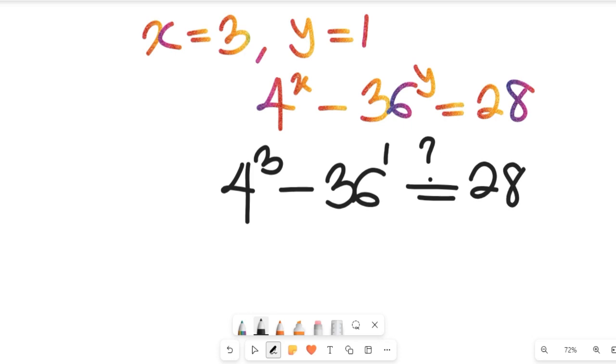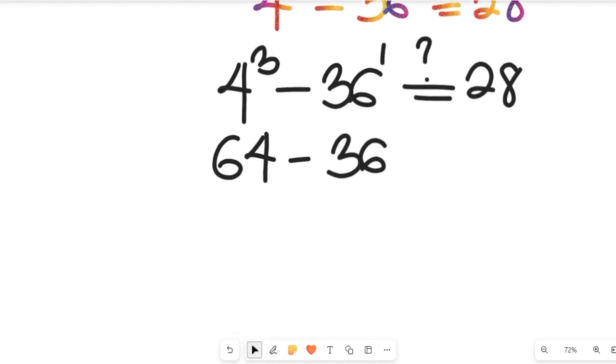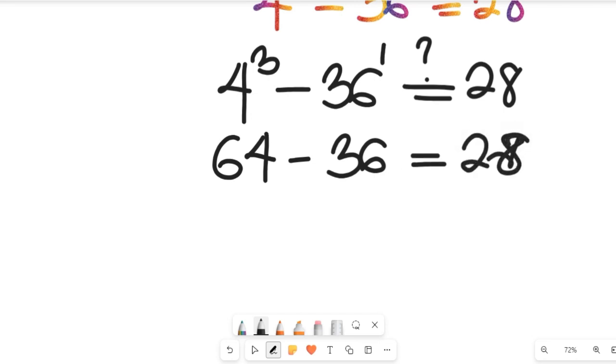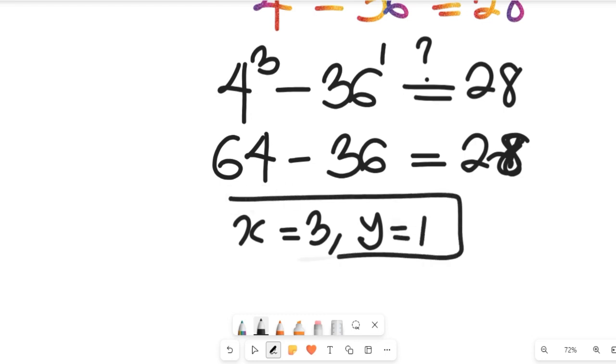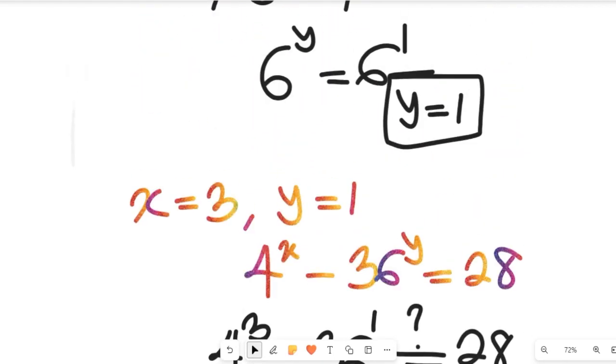Let's find out. 4 to the power of 3 is equal to what? That will give us 64. Now 64 minus 36, because 36 to the power of 1 is 36. So what will that give us? That will simply give us 28. So that means x equal to 3 and y equal to 1 are the solution that satisfies that expression that is given to us up here.